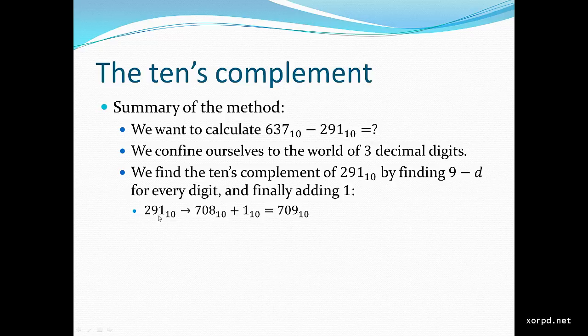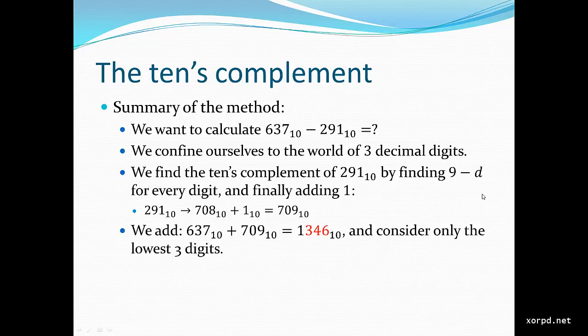So it looks like this. First, we convert every digit to its complement. 2 is going to be 7, 9 is going to be 0, and 1 is going to be 8. You can check that the sum of every 2 digits here is 9. 2 plus 7 is 9. 9 plus 0 is 9. And 1 plus 8 is 9. And eventually we add 1 to make sure that it is complement of 1000. And we get this number, which is the complement of 291 in base 10.